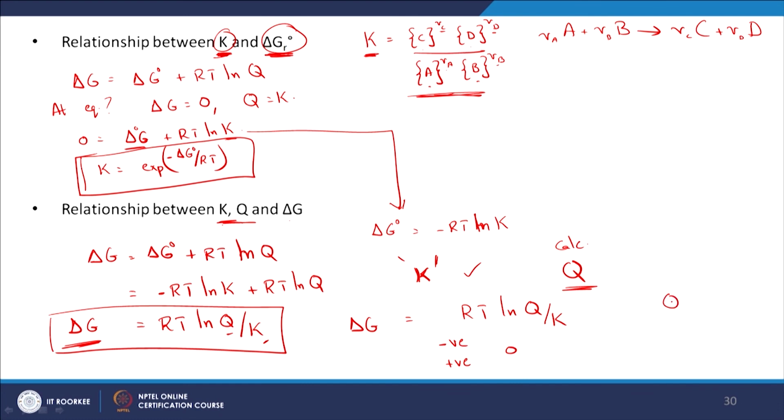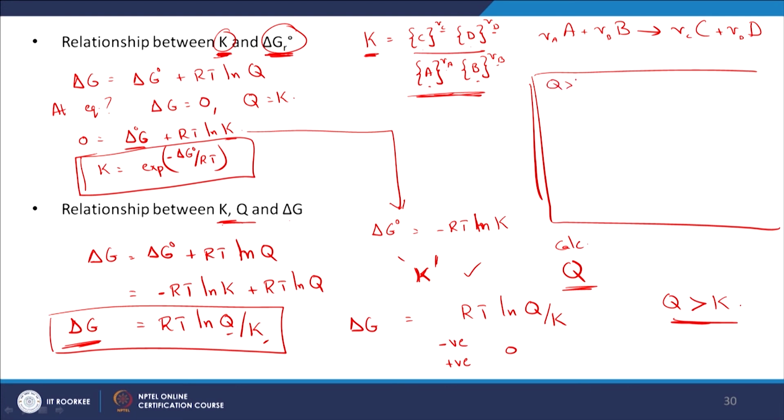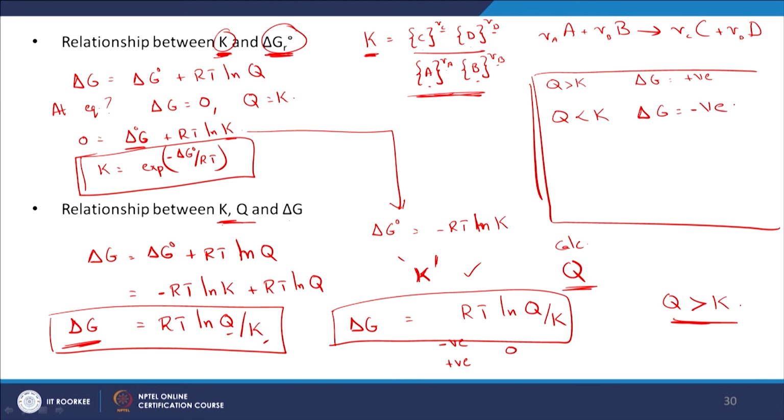So, what happens here when Q is greater than K? What does that mean, right? So, I am going to work that out here. When Q is greater than K, as you look at this relevant reaction, that translates to delta G being positive, right. And when Q is less than K, what does that translate to? It translates to delta G being negative. And obviously when Q is equal to K, what does that mean? It means delta G is equal to 0 or the system is at equilibrium.